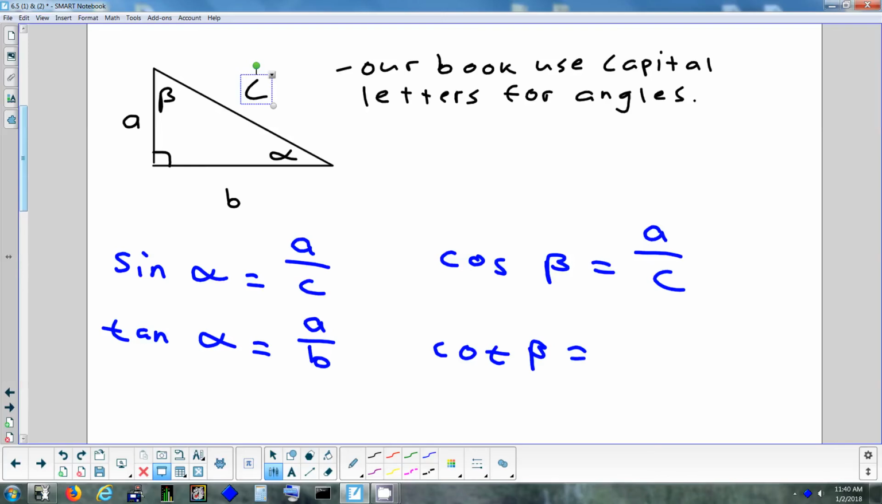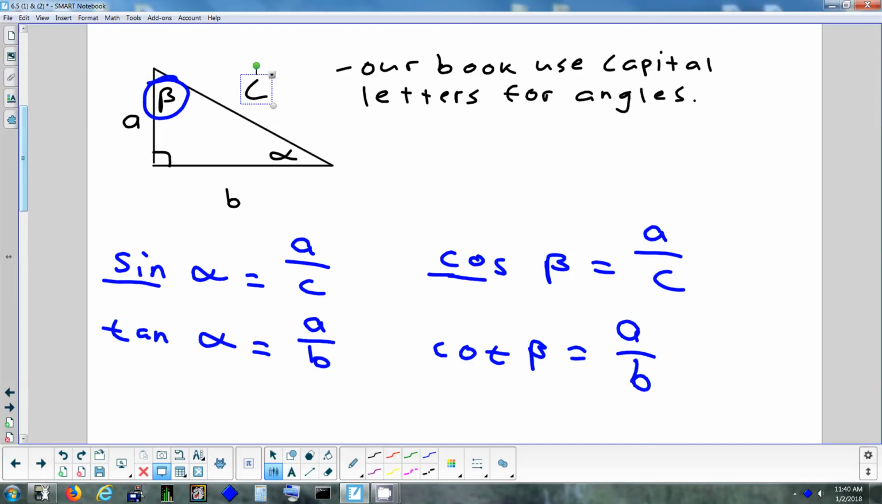Adjacent over opposite. Right. So from here, what side is adjacent to that? B. No, B is across from it. A. So A is adjacent over opposite, and opposite is B. So A over B. How does the cotangent of beta and the tangent of alpha compare? They're the same. Okay.